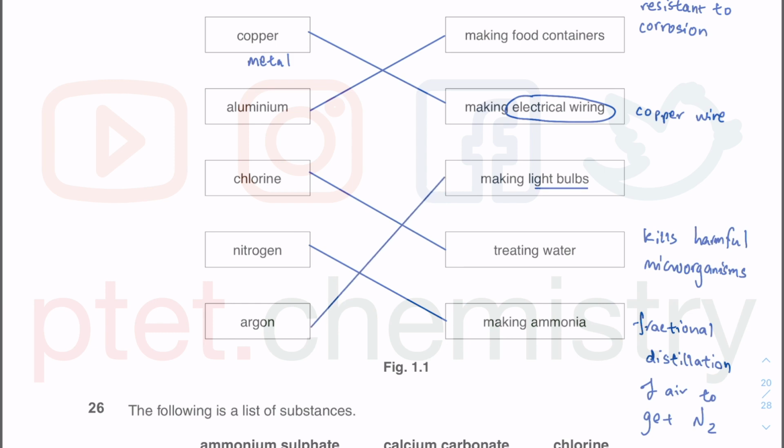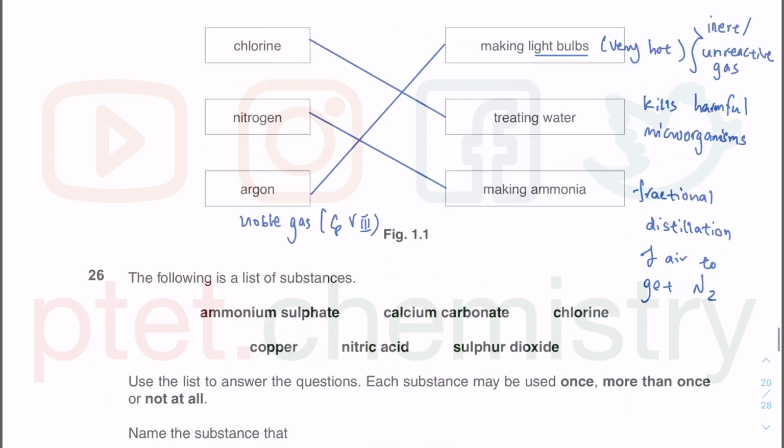Light bulbs get very hot, and as a result you do not want a reactive substance that can react at very high temperature. You want an inert, or what we say unreactive, gas. Inert or unreactive gas, that is your noble gas, that is your group 8. So group 8 is your noble gases. They have a fully filled outer shell. They do not like to gain, they do not like to share, they do not like to lose electrons, because they already have a fully filled outer shell. That's why they are inert and unreactive, and we can use them to fill light bulbs.